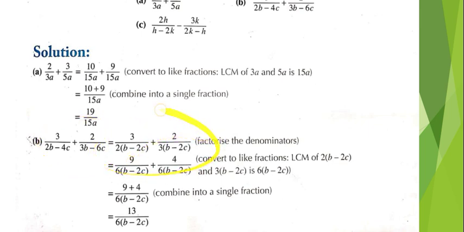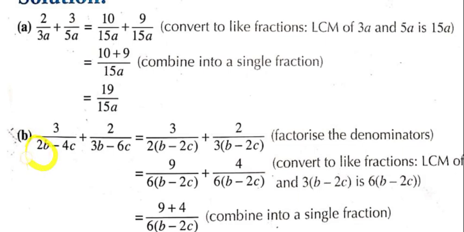So let's see what they do here. They pull out the common factors from the denominator. Common factors. So from 2 and 4 they can pull out 2. From 3 and 6 they can pull out 3. Now you will have b minus 2c on both. So we factorize the denominators, yeah? Now convert to like fractions.